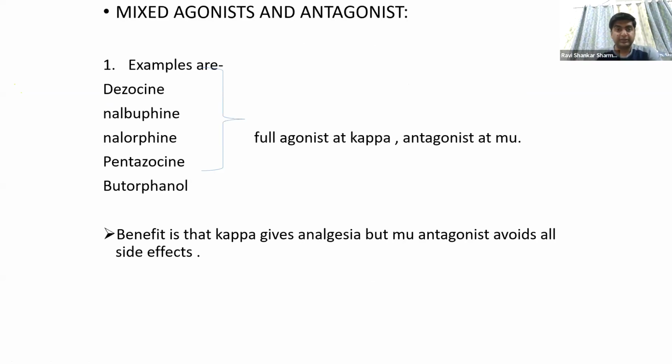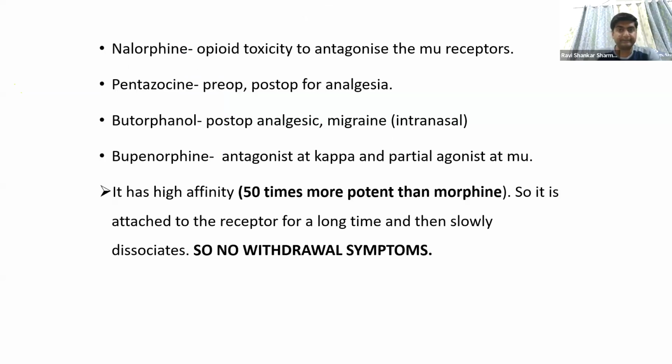And then yes, the mix. These are the mix agents I told you. Buprenorphine is an antagonist at kappa and a partial agonist at mu. It is almost 10 to 50 times more potent than morphine, depending upon the dose and mode of administration. Okay?